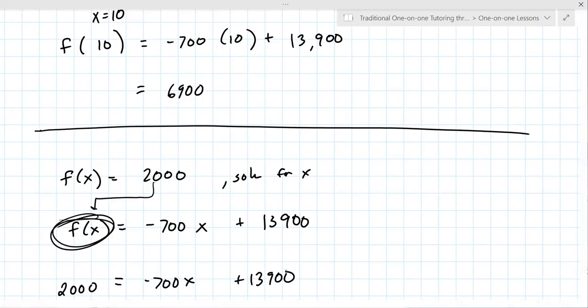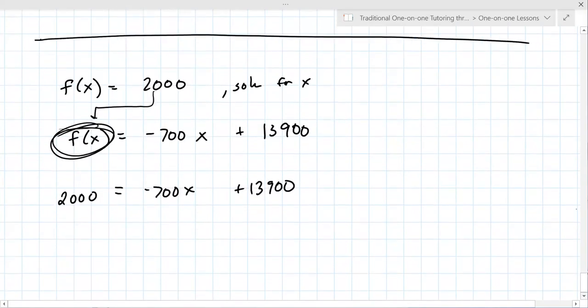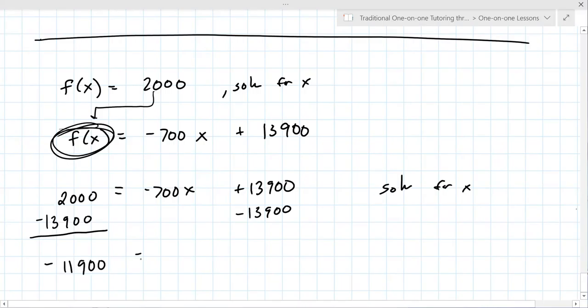So for 2,000, if you're currently at 13,900, I guess you technically make a table, right? You can solve for x here. No, you don't want to do a table. You want to subtract 13,900 from both sides. Okay. So then you get minus 11,900. I don't know if you'll be allowed to use a calculator, but the numbers either won't be this big, or they'll work out nicer. This does work out nice.